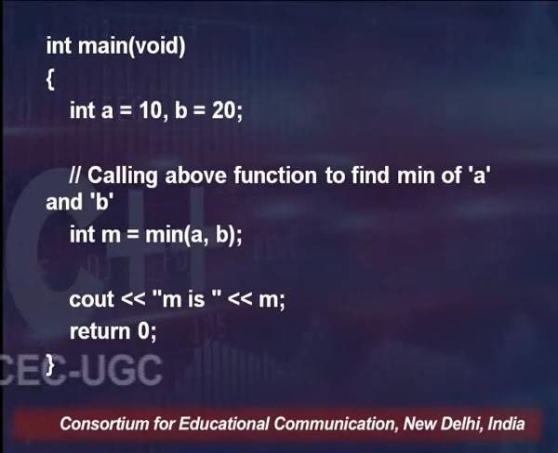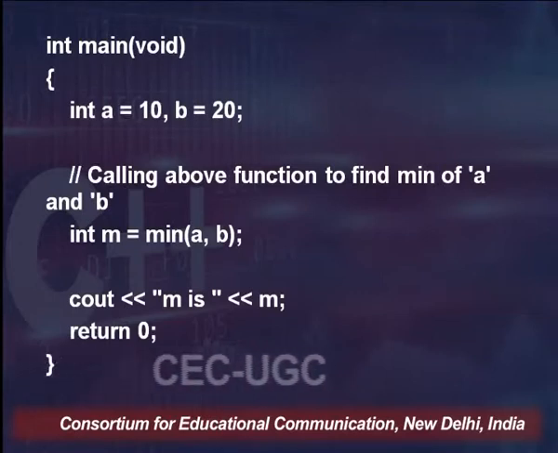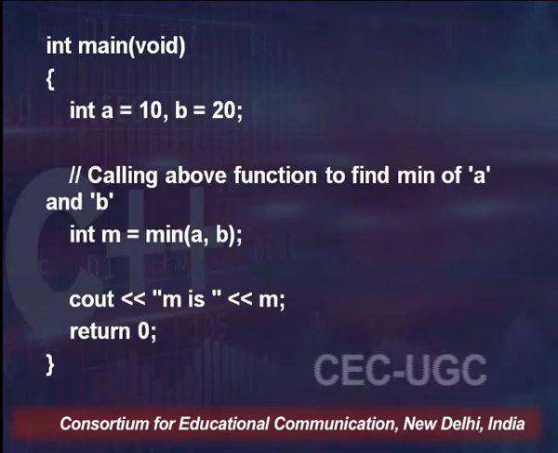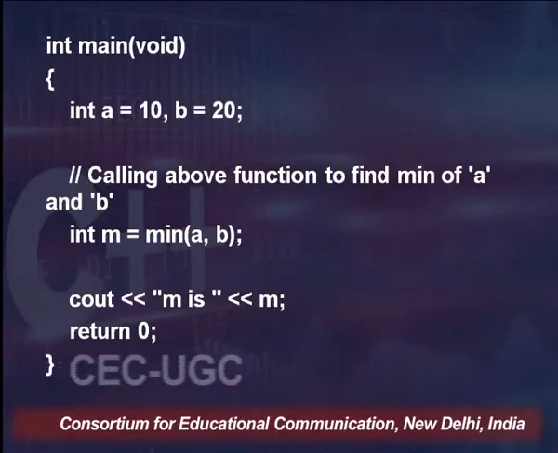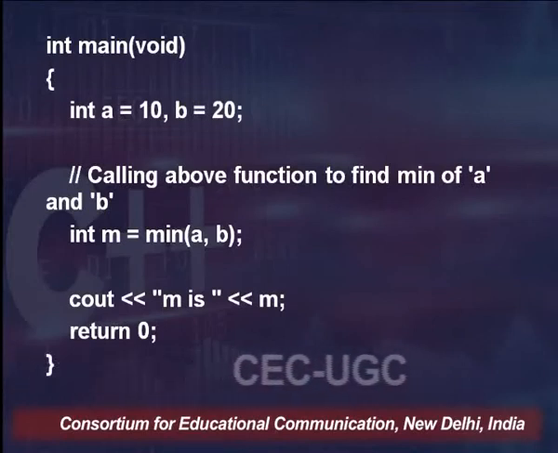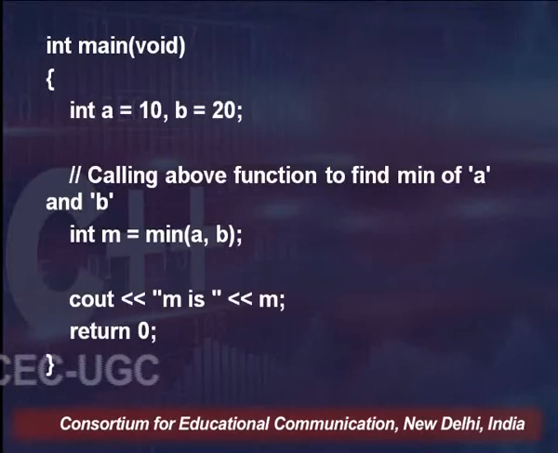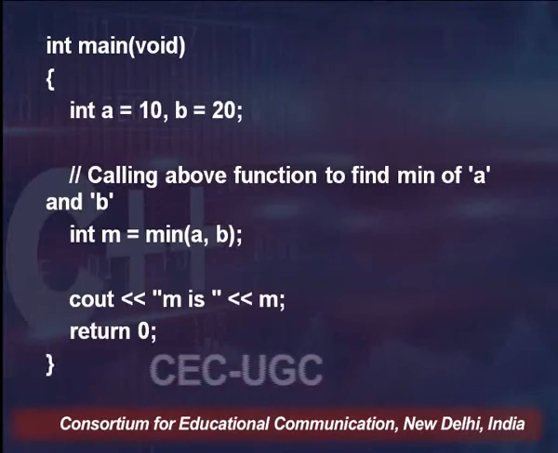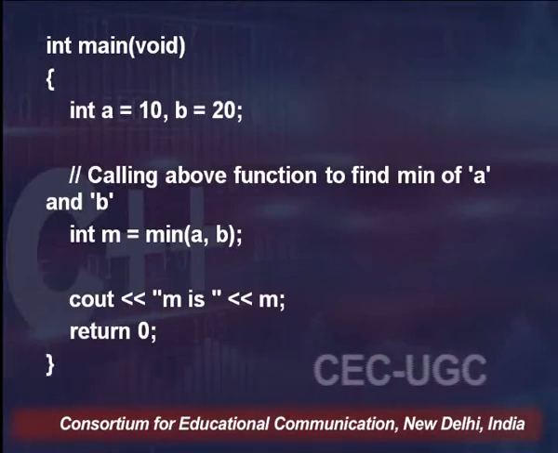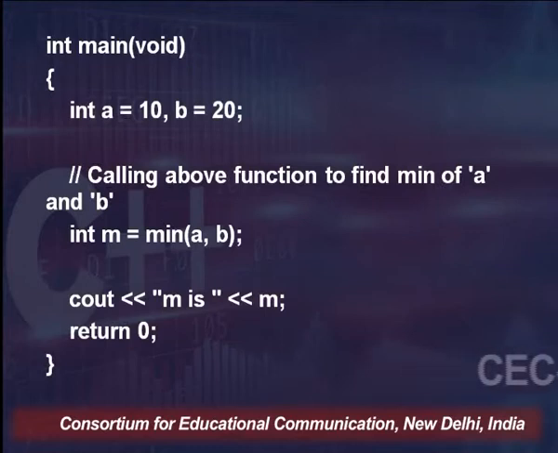Now what I'm going to do is call that function min, which was already defined. In order to call that function, I'll say min(a, b), and whatever result min(a, b) gives is going to be stored in a value m.